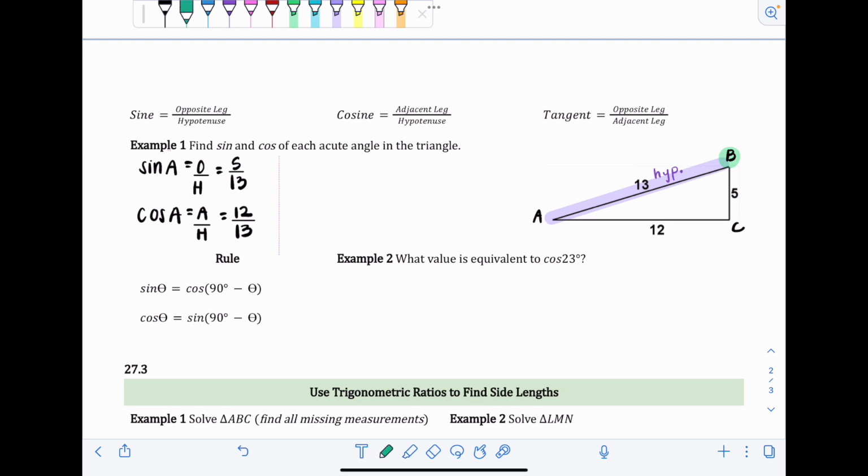So now my opposite side of angle B is going to be 12. So AC is opposite of B. So 12 is opposite.